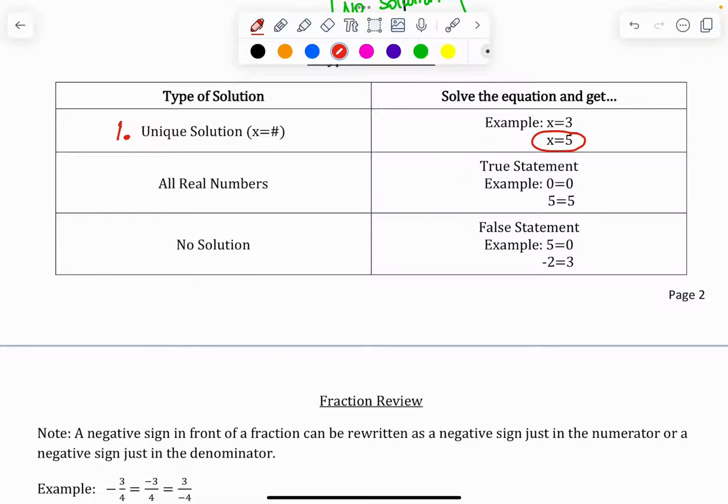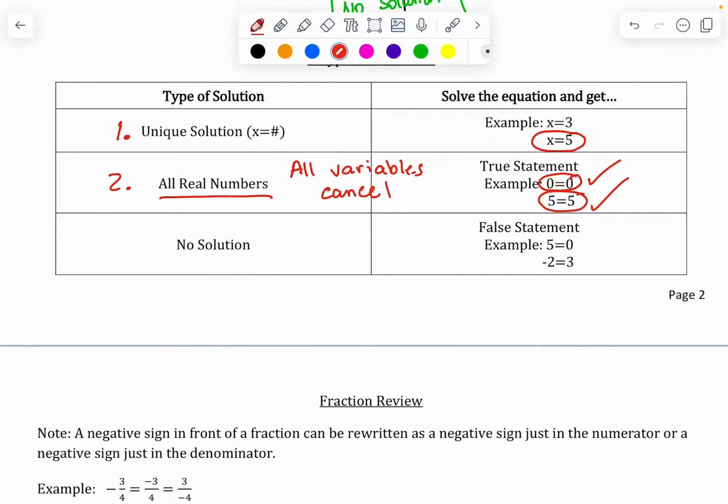Then the next scenario is when you get all real numbers, and that's when all the variables cancel. And in the end, we have something that's true. 0 equals 0 is true, 5 equals 5 is true. So our answer would be all real numbers.